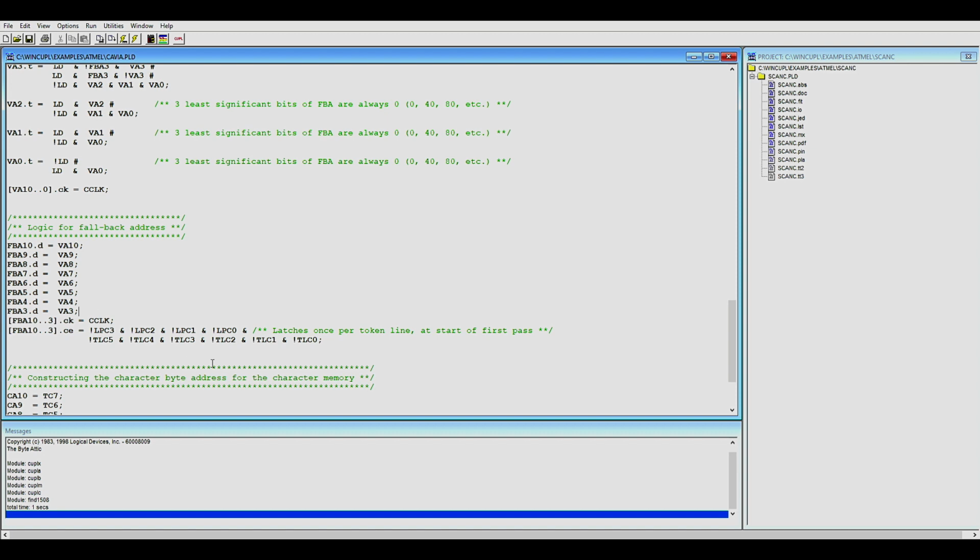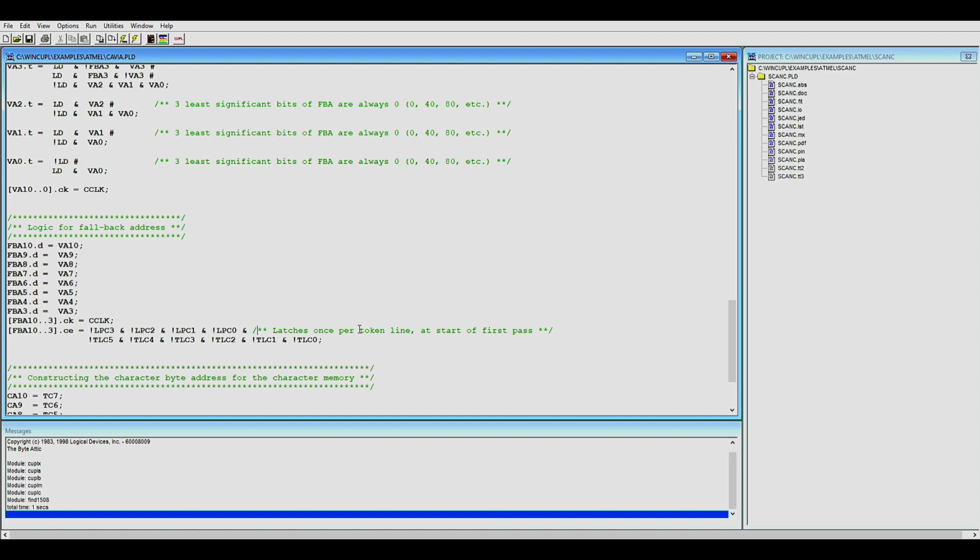So when does that happen? If you follow the logic here, it's using some states of the line passes counter and some states of the token line counter. If you follow what's happening here, they all have to be 0 for the clock enable to be asserted. And that means that this logic will only latch the video address into the fallback address on the very first address of the token line on the start of the first pass, which is exactly what we need.